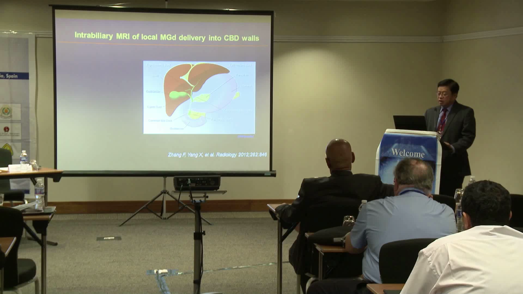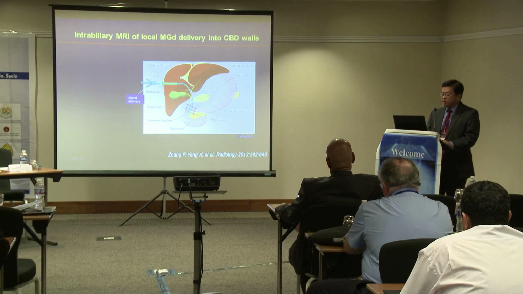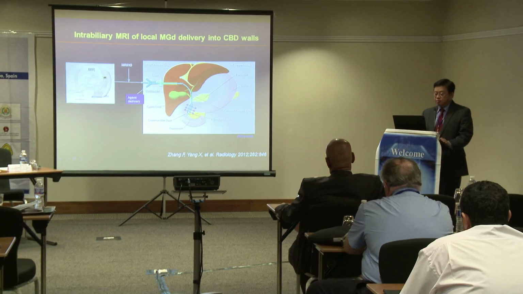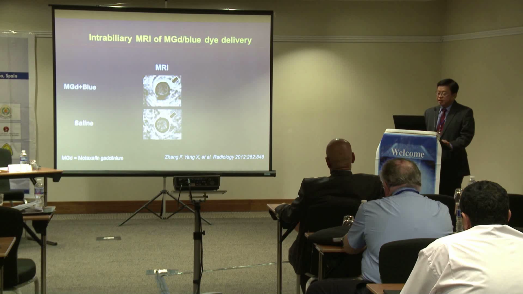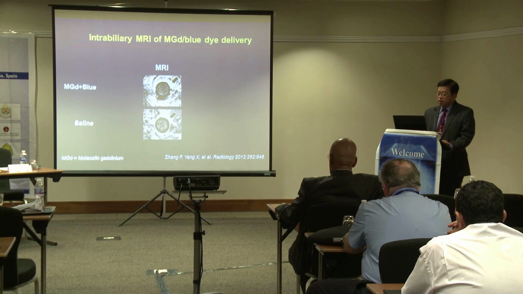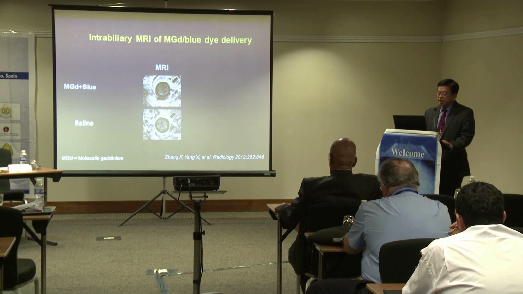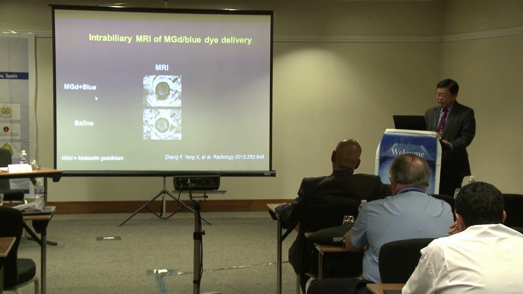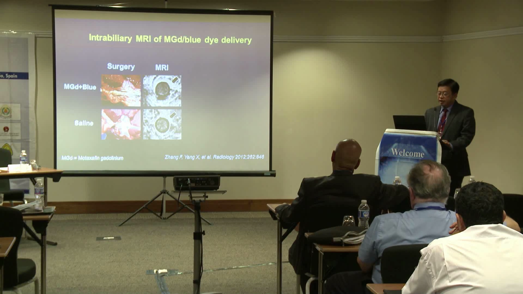Here is the plan. What do we do? We have the draining catheter, the PBD draining catheter, and place our special balloon catheter, then deliver the agent into the bile duct wall, and at the same time we can do the MR to monitor the delivery procedure. Here's the result. You can see that we delivered this mixture of the contrast agent with blue dye. So here is a cross-section view of the bile duct. You can see the bright signal due to this contrast agent. And in surgery, you can see the blue dye staining the bile duct here.